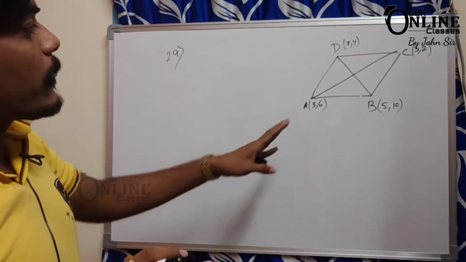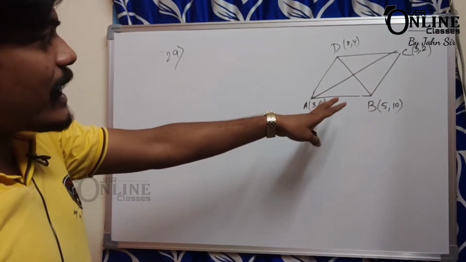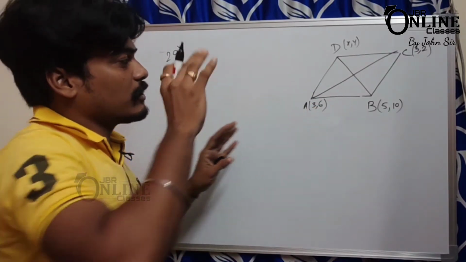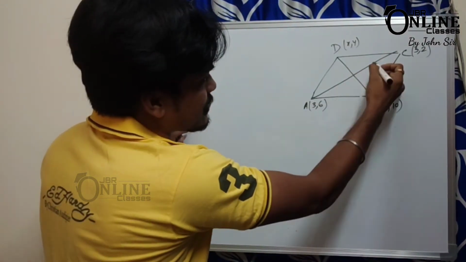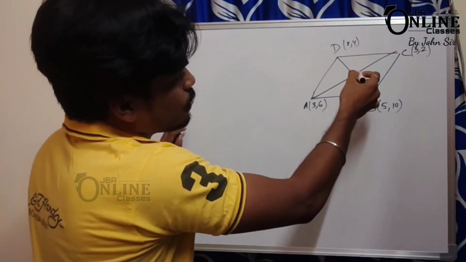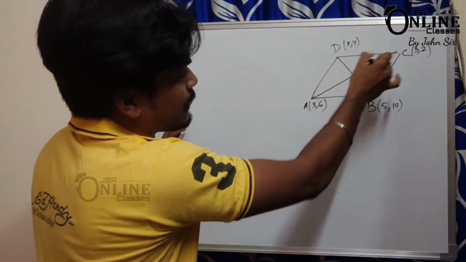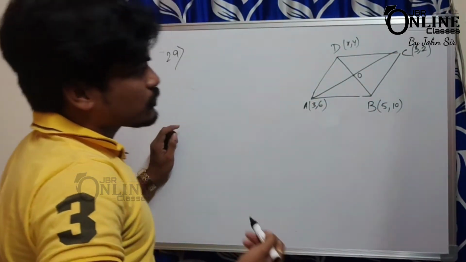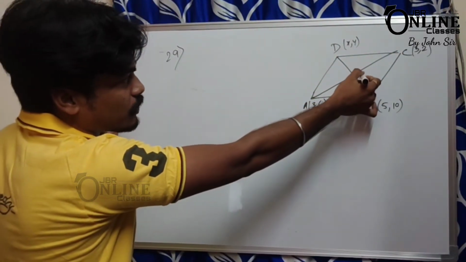Now according to the properties of the parallelogram, the two diagonals bisect each other. That means if you mark this point as O, this is the midpoint of AC as well as BD. So first you have to find out the coordinates of O.